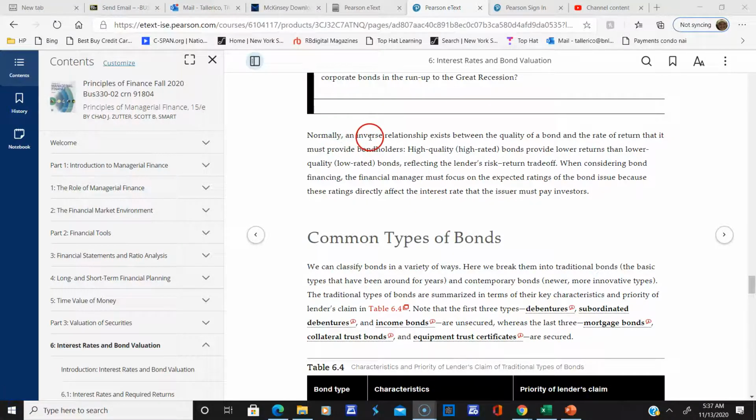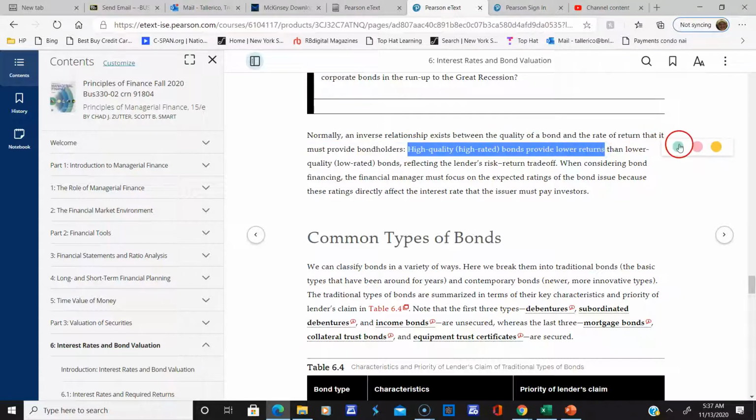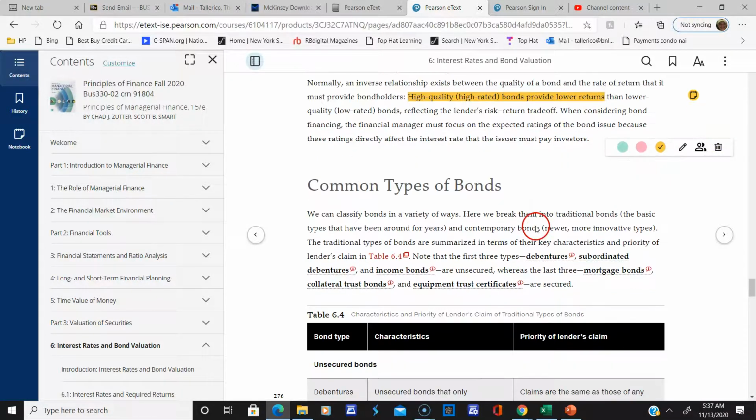So there's an inverse relationship that exists between the quality of a bond and the rate of return that it must provide bondholders. High quality bonds provide lower returns than lower quality bonds. Because it's high quality, you're going to get a lower return, and because you're taking less risk, you get less return. The higher the risk, the more return. So that's an important thing.